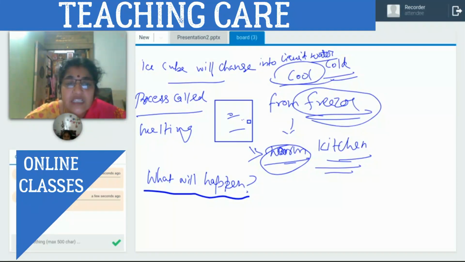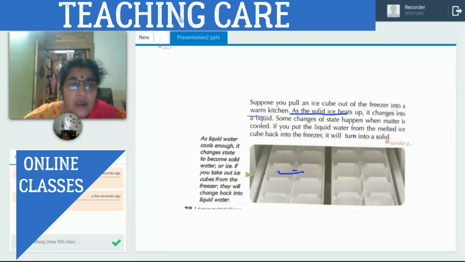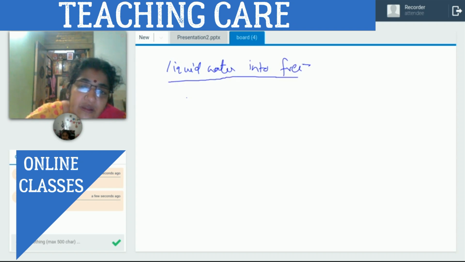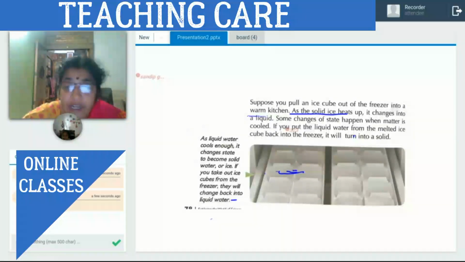So this is an ice cube. When you take that into a warm kitchen, it will turn into liquid, right? As liquid water cools enough, it changes state to become solid water, or ice. If you take ice cubes out of the freezer, they will change back into liquid water, right or not? Right. So when you keep liquid water in the freezer, in the ice cube tray, right?